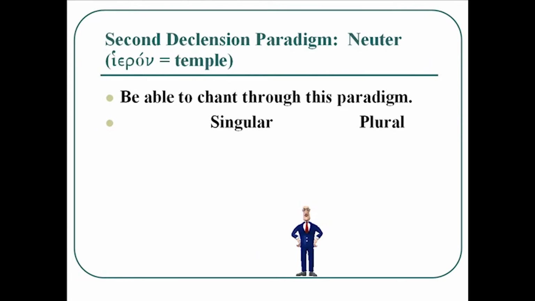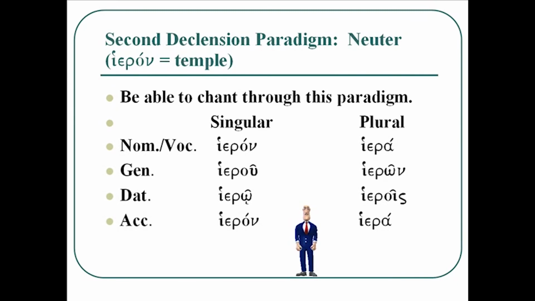Now we'll look at the second declension paradigm for the neuter nouns. We're going to use hieron as an example, which means temple. So this is also a chant that will parallel with the chant for logos. Second declension, neuter. Hieron, hierou, hierO, hieron, hiera, hieron, hierois, hiera.